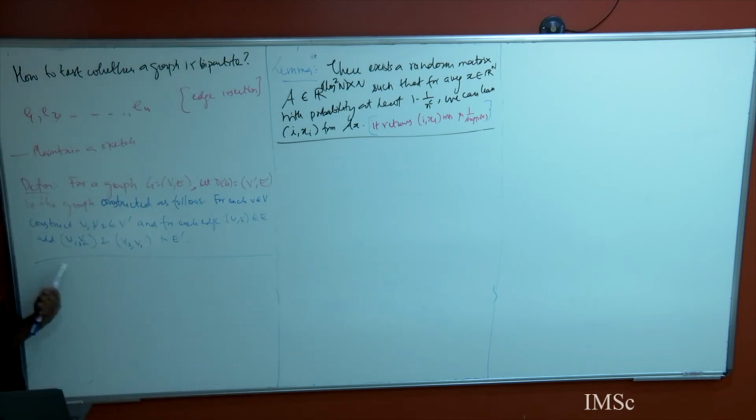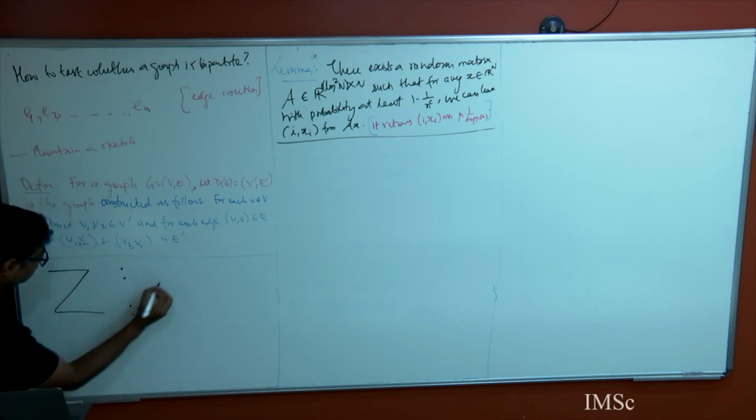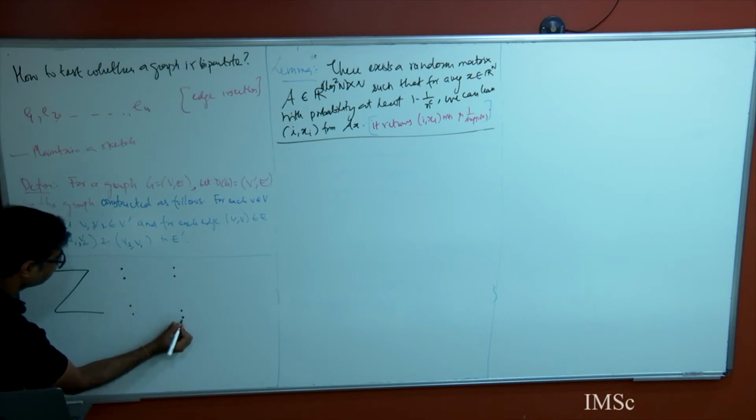Now my question is, looking at graph G and DG, can you say something about bipartiteness? For example, how will this graph look? Let's take one example. I will make two copies of each vertex of this graph.